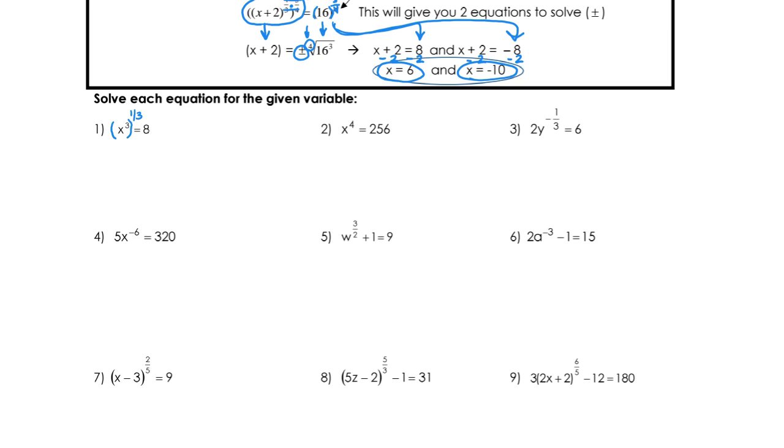1/3 is the reciprocal of 3. But if I raise one side to the 1/3, I got to raise the other side to the 1/3. Okay. When you multiply 3 times 1/3, that gives you 1. And x to the first power is just x. And so that's why it works.